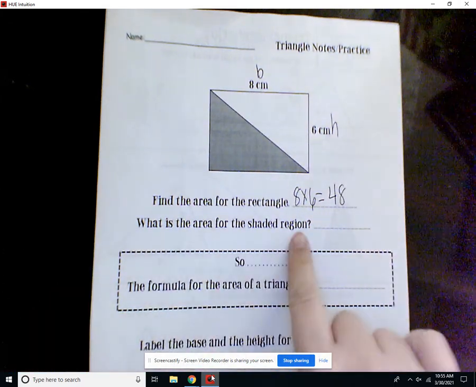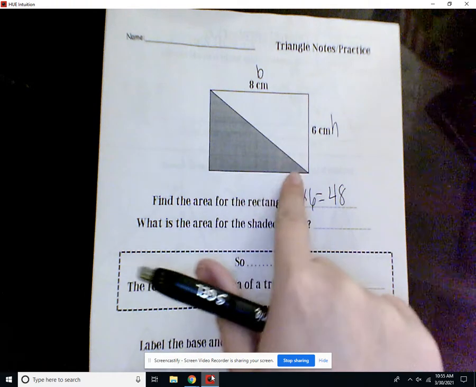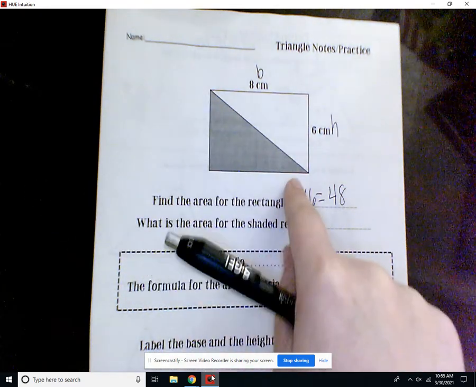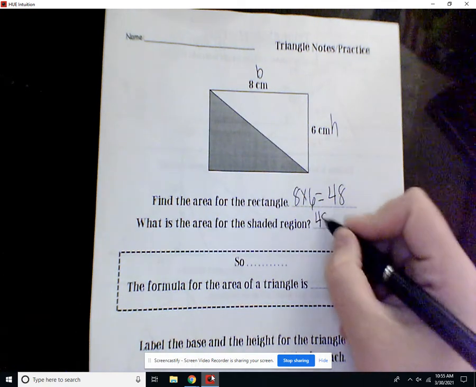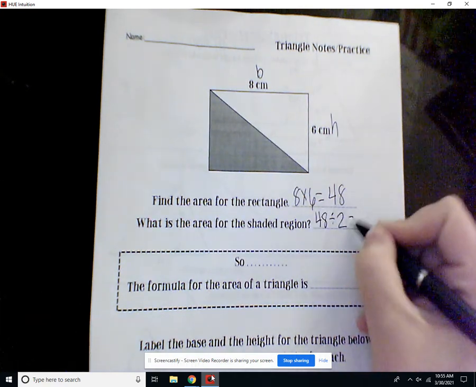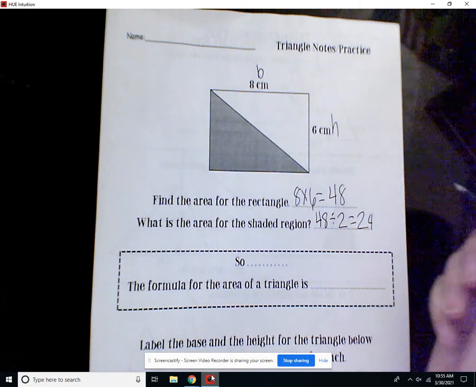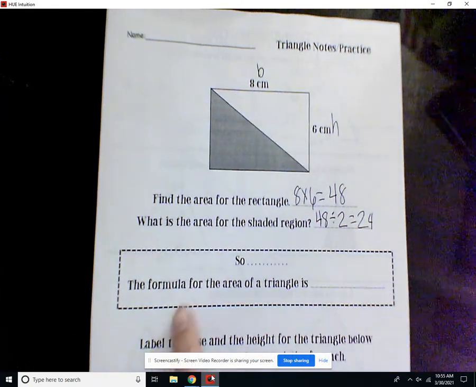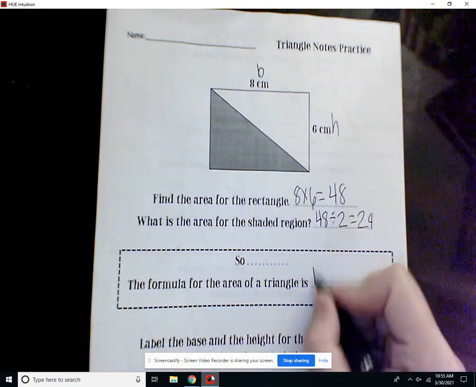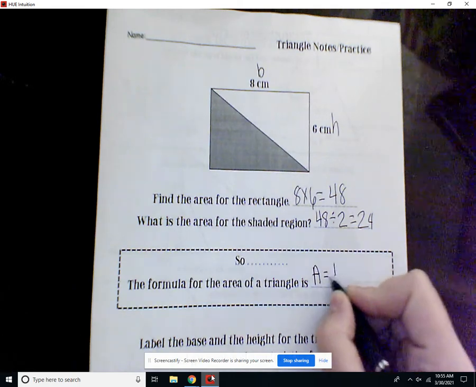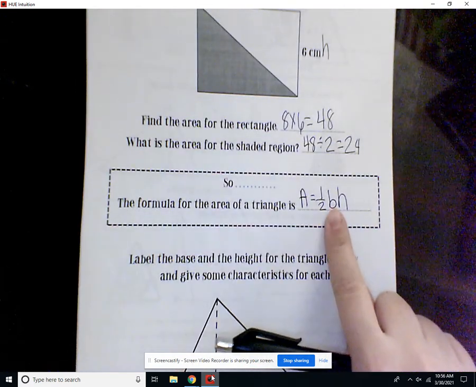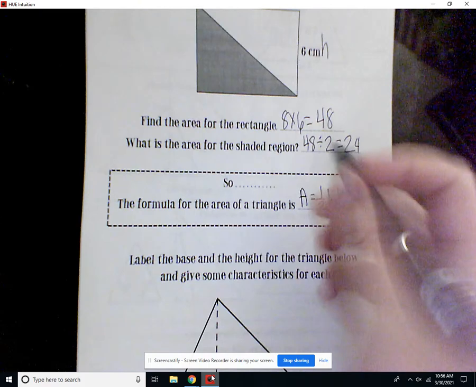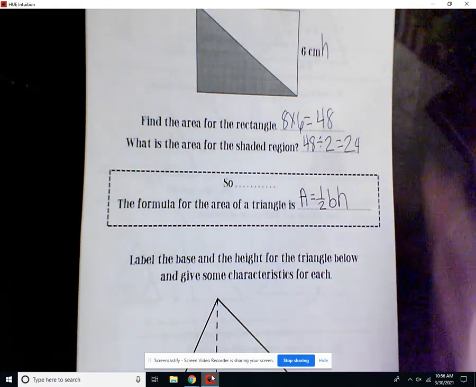Now it says what is the area for the shaded. So if I just look at the shaded section, we can see that it's half of the rectangle. So I'm going to cut 48 in half. So that means divide it by 2, which is 24. So the formula for the area of a triangle is A equals 1/2 BH. Okay, so base is your B, H is your height, and then a half, remember, is divided by 2.